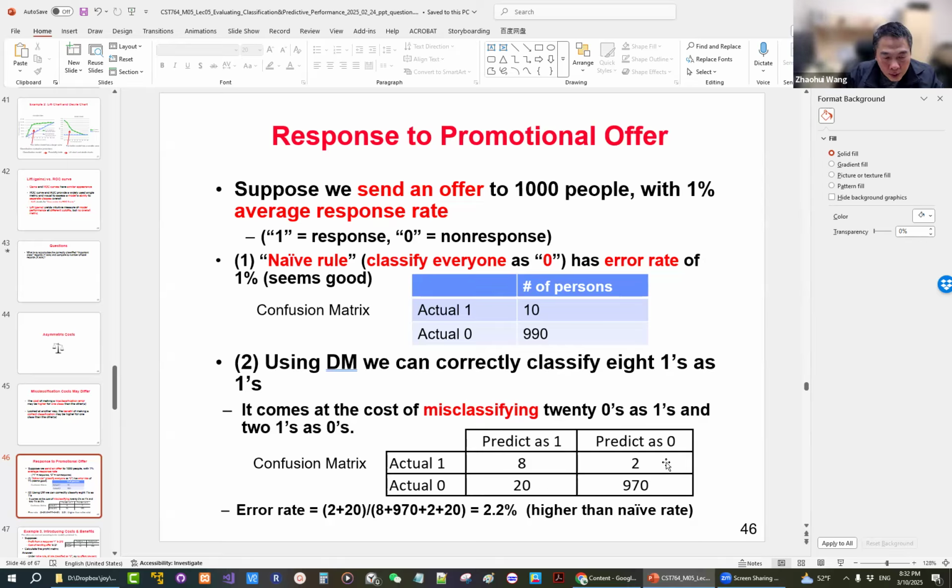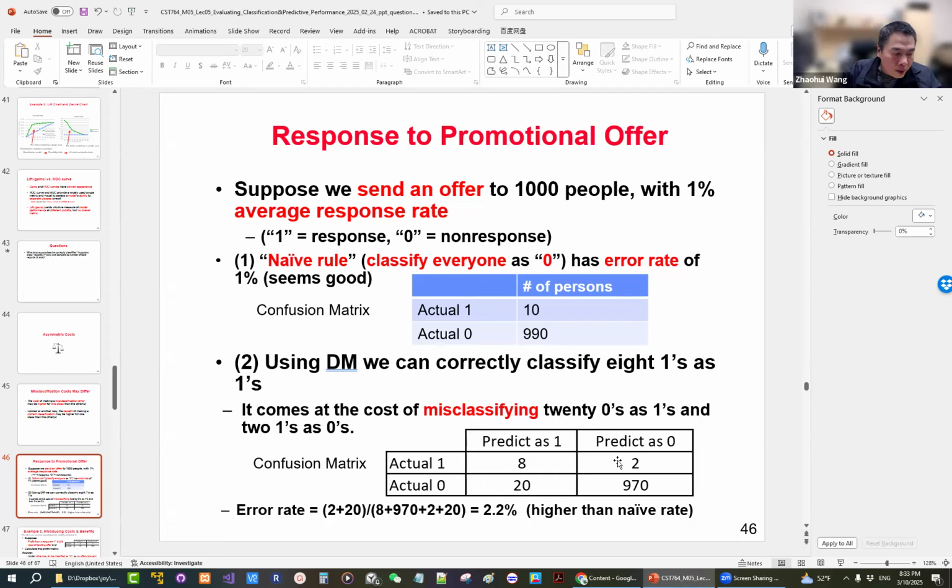Originally, in total we have 10 responses, but 990 have no response. But based on the prediction and the classification of the data mining model, for the 10 cases, 8 are predicted to be 1, 2 predicted to be 0. And for the 990, 20 predicted to be 1, 970 predicted to be 0. So this will be the confusion matrix derived from the data mining model.